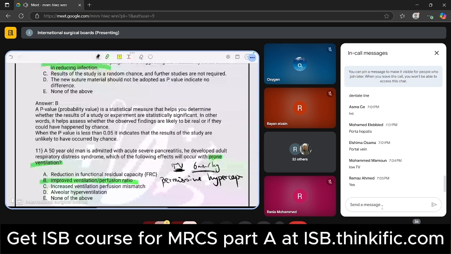I said that when you use low tidal volume, CO2 will go up. This is called permissive hypercapnia. You can use this as long as pH is not below 7.2.